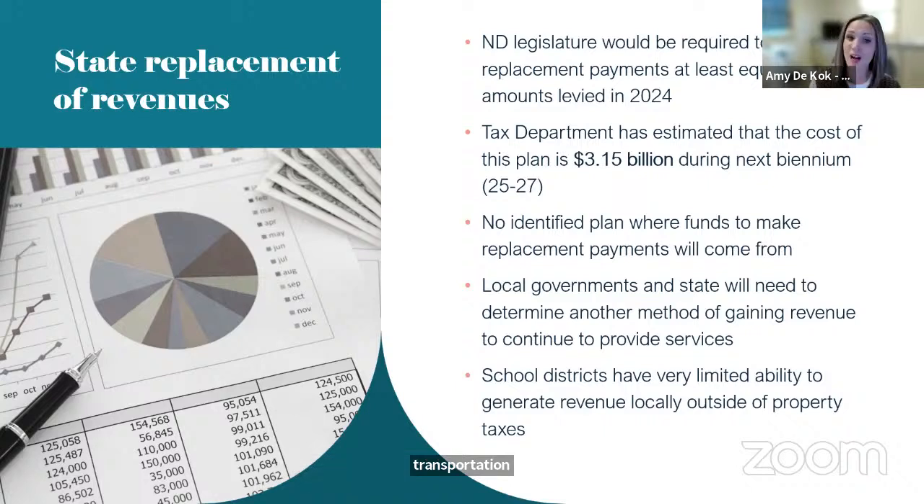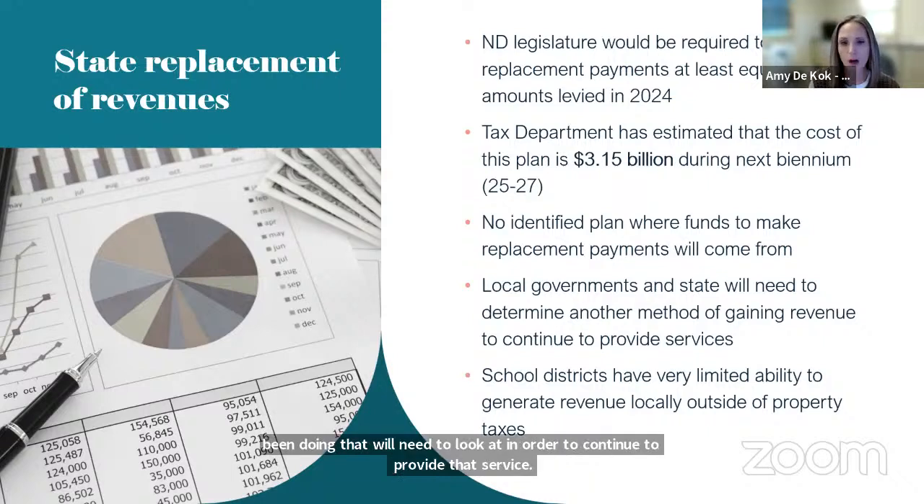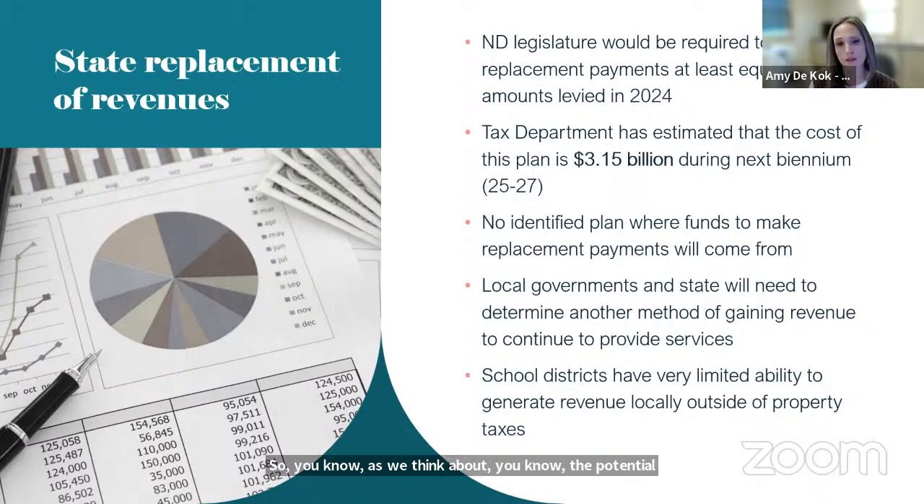that is not often something that school districts do, but depending on the full impact going into the future, charging for student school transportation might be something that school districts who haven't been doing that will need to look at in order to continue to provide that service. So, as we think about the potential impact of Measure 4, these are all of the things that we've been thinking about as an association on what this could mean going forward should Measure 4 pass.